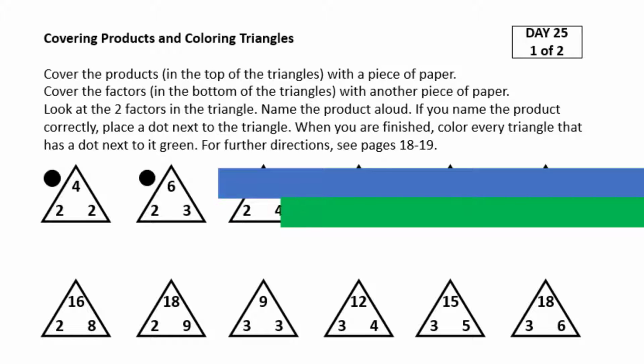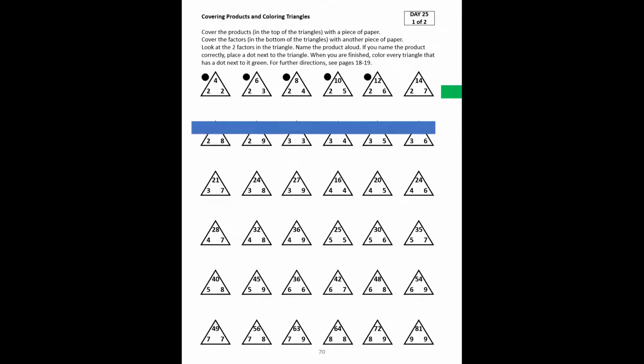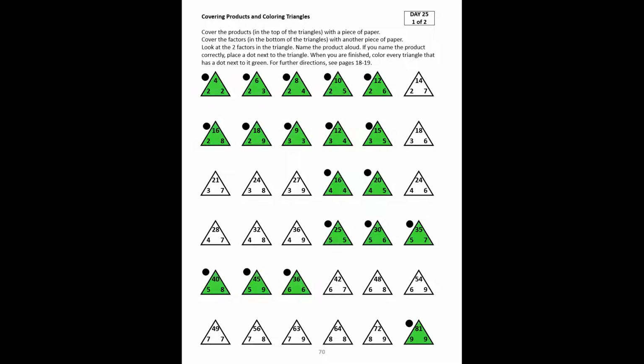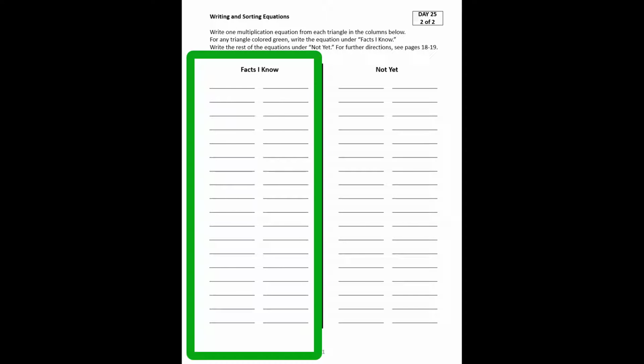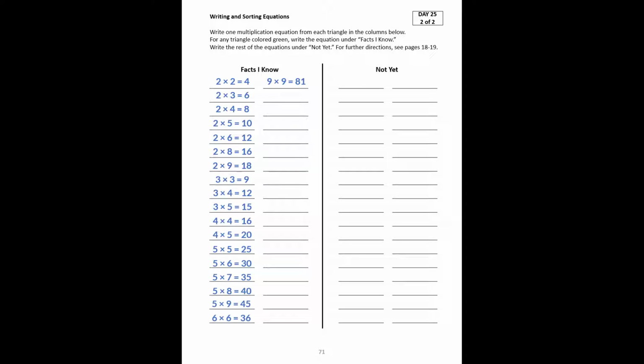Now at this point, I'm going to speed up the video to show you what this looks like at the very end. When students are finished, they'll shade the triangles with the dots green, and then they'll use that information on the next page. Anything that's shaded green will be listed under Facts I Know. Anything that's not shaded green will be listed under Not Yet.